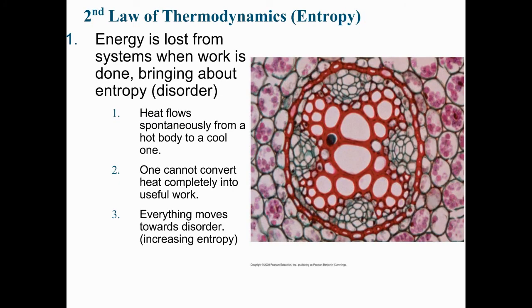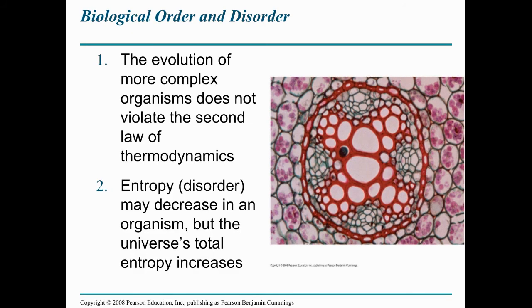Okay, so the second law of thermodynamics. You can read this slide on your own. I'm really just going to skip to the second slide. We've already talked about this, right? Organisms do not violate the second law of thermodynamics. We maintain low entropy, but we don't violate the law because the universe is still increasing in entropy. In order to maintain our low entropy, we must constantly be taking in what? Lots of energy, lots of food, right?